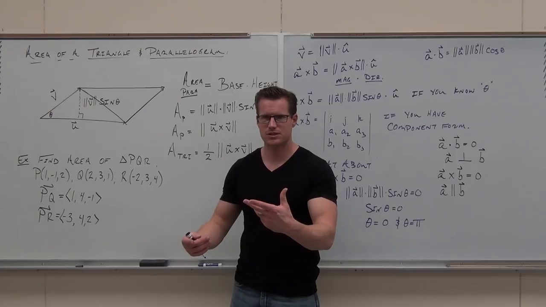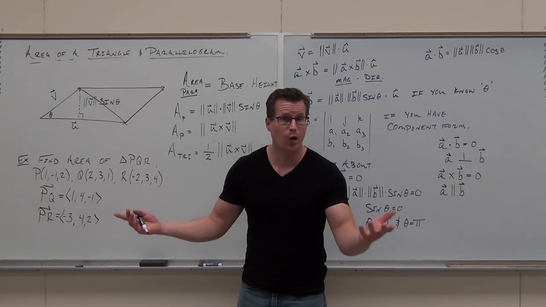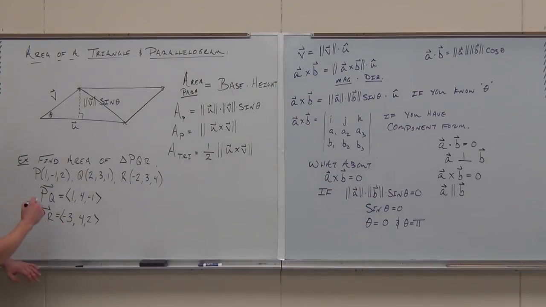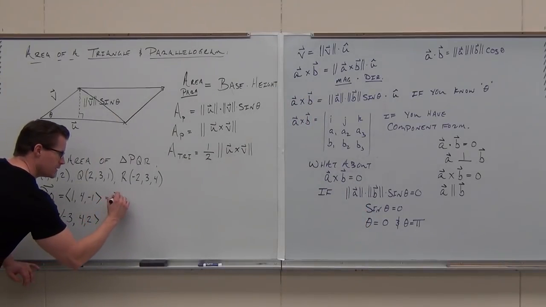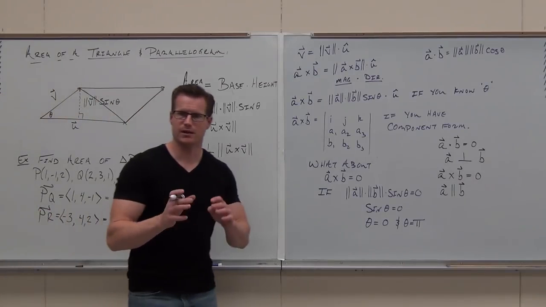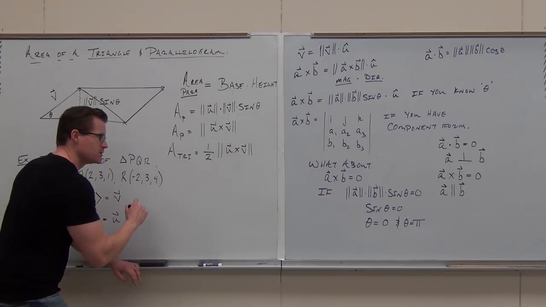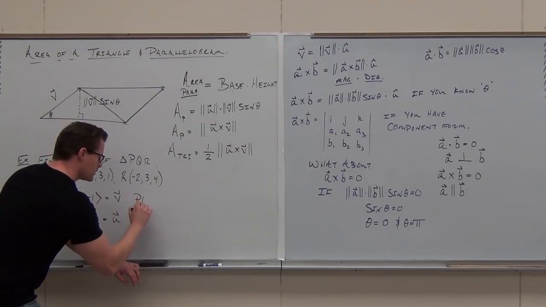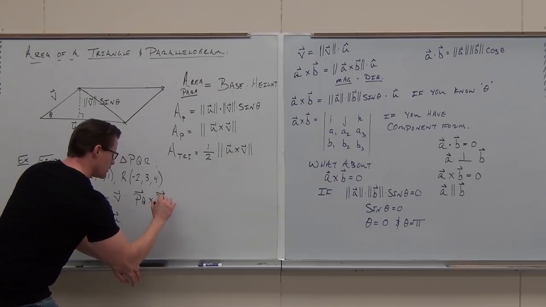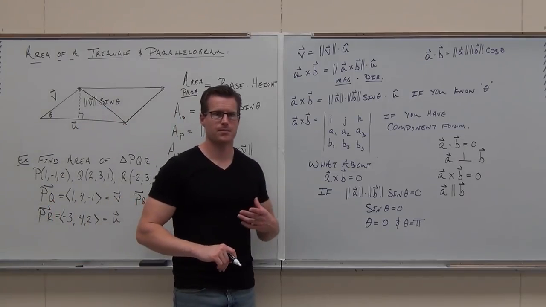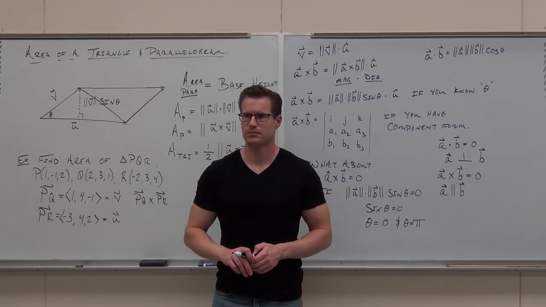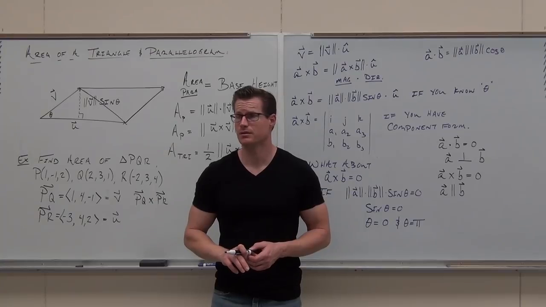Can you guys see what I'm talking about here? If it helps you and you're like, man, I don't know about PQ, then call this one vector V and call this one vector U. I don't care what you call them. But at some point, you're going to have to do the cross product in order to find the area of a parallelogram. Well, at least find it easy.